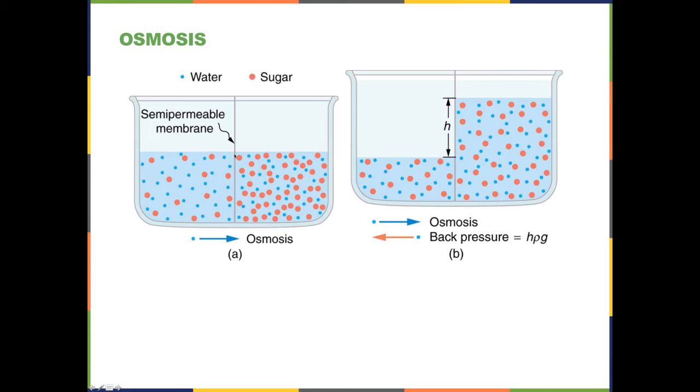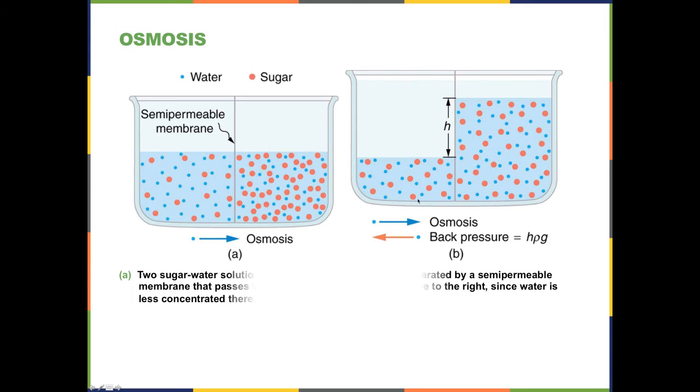So here you have a semi-permeable membrane, and you have water, which is shown as small blue dots, and sugar, which is shown as red dots. The sugar cannot pass, the water can. So what happens is water passes across from left to right until the sugar concentration on both sides is the same. Now the back pressure here is the height times the density times g, and that represents osmotic pressure.